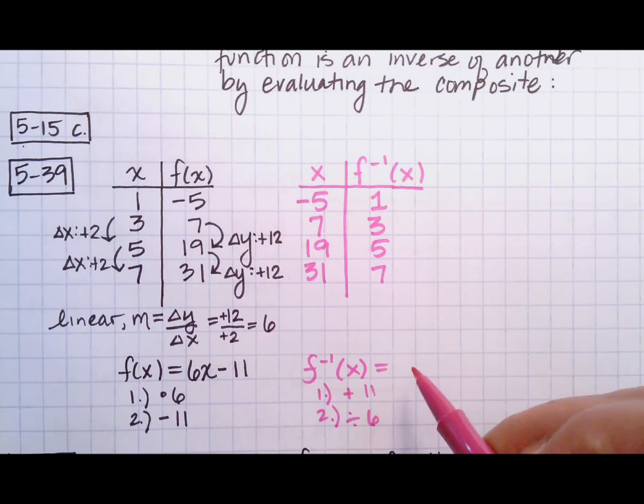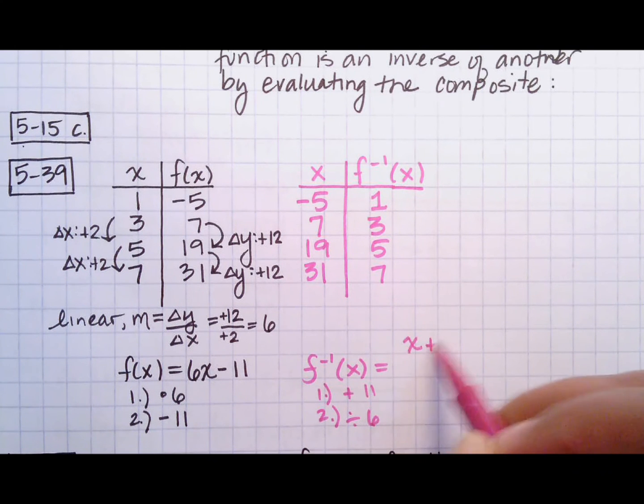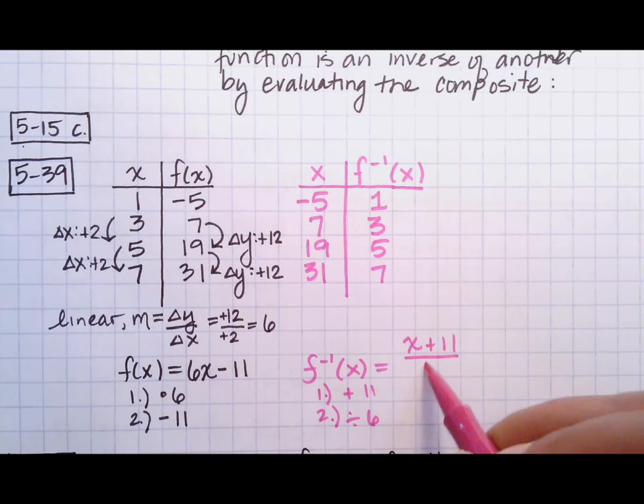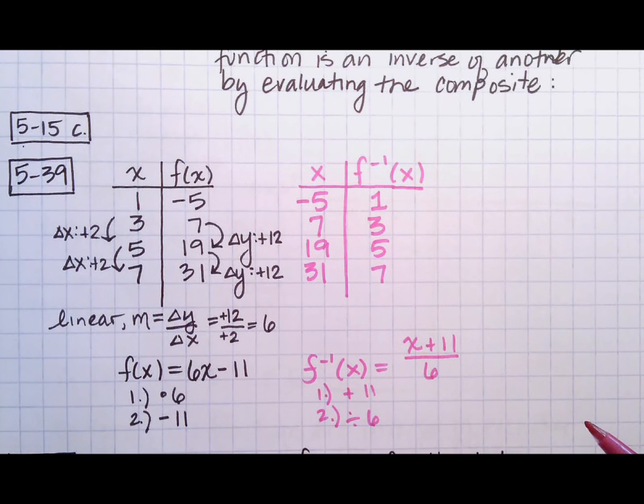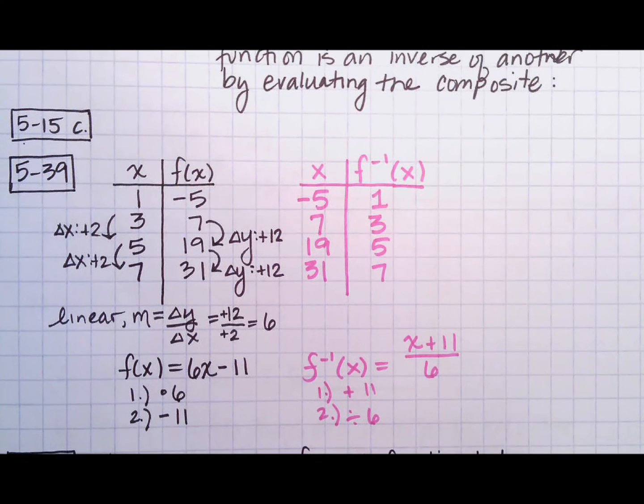And so if we write the inverse equation, it would be adding 11 first and then dividing by 6. So that is the inverse equation. If I was really thinking that I needed to graph that, I would have to simplify this to say 1/6 of x and then plus 11/6. That y-intercept would not be nice to graph, though, because it's just a little bit less than 2. It's not an integer.